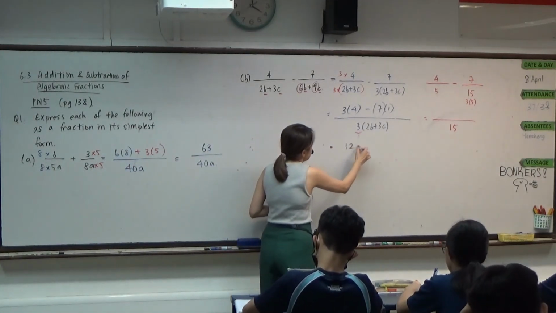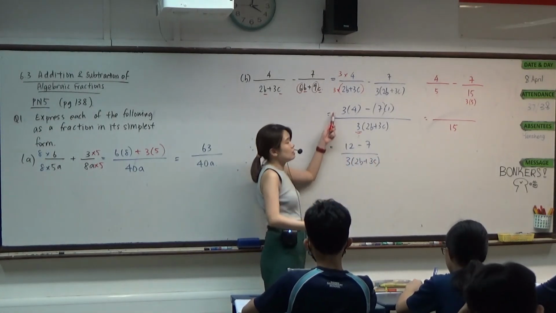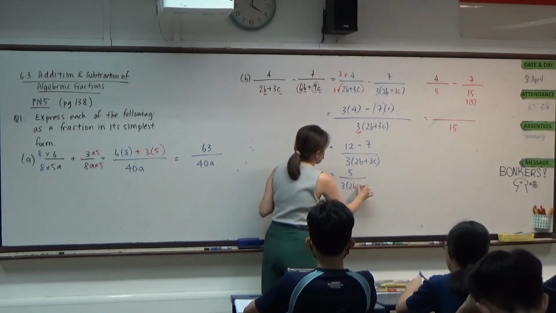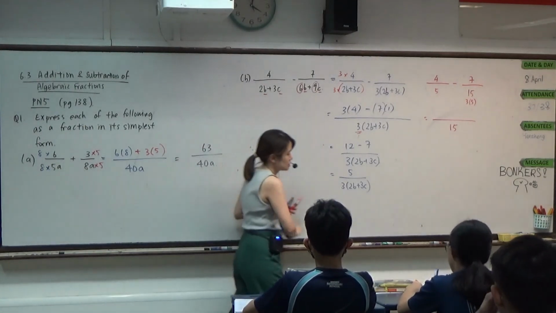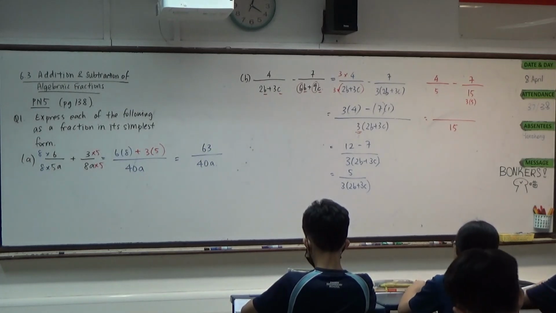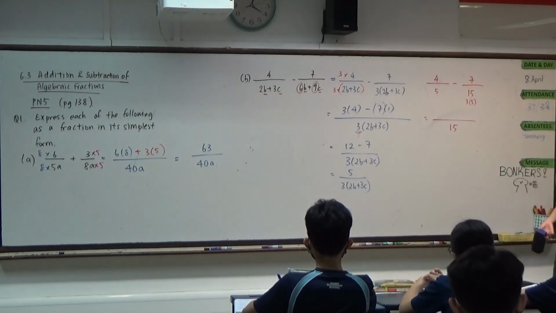It doesn't have any impact upon expansion. So I will have 12 minus 7 over 3 times (2b plus 3c). You may already press the calculator for it. I will get the answer 5 over 3 times (2b plus 3c). Okay. Questions? Yes? The last one. Yes, you got that. No questions?